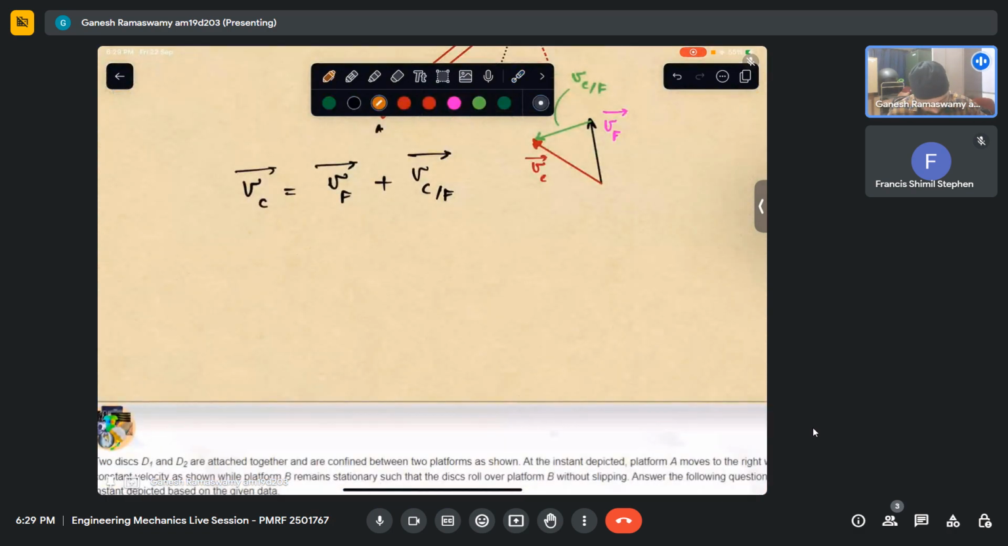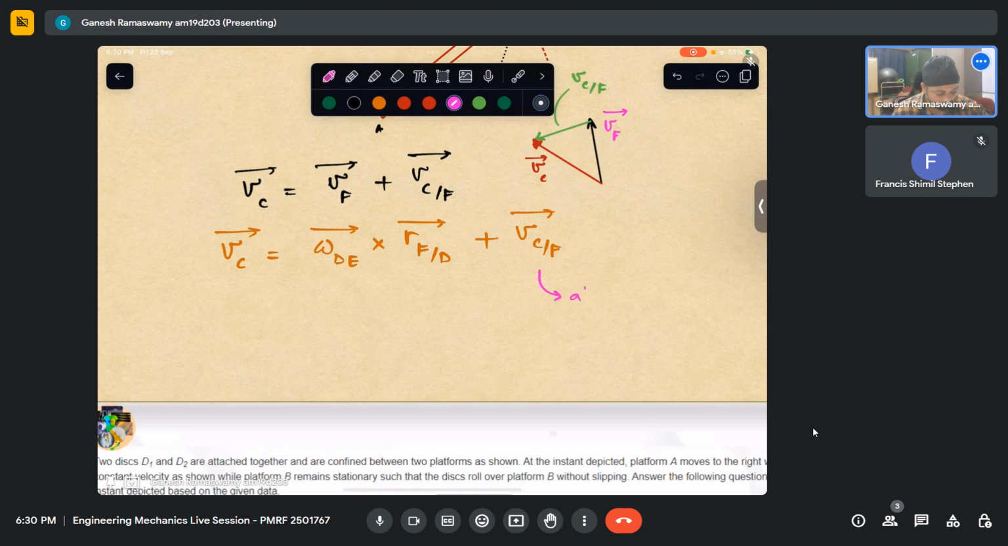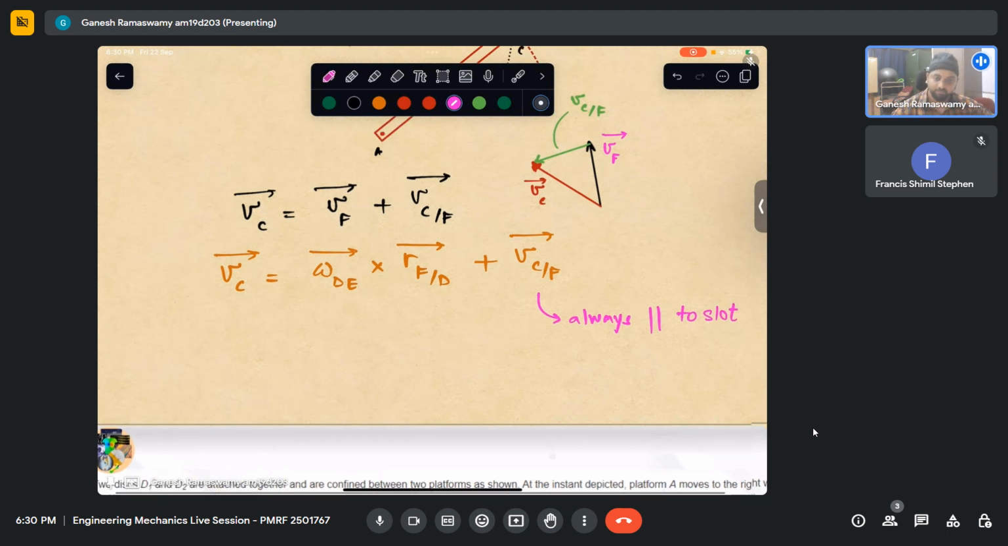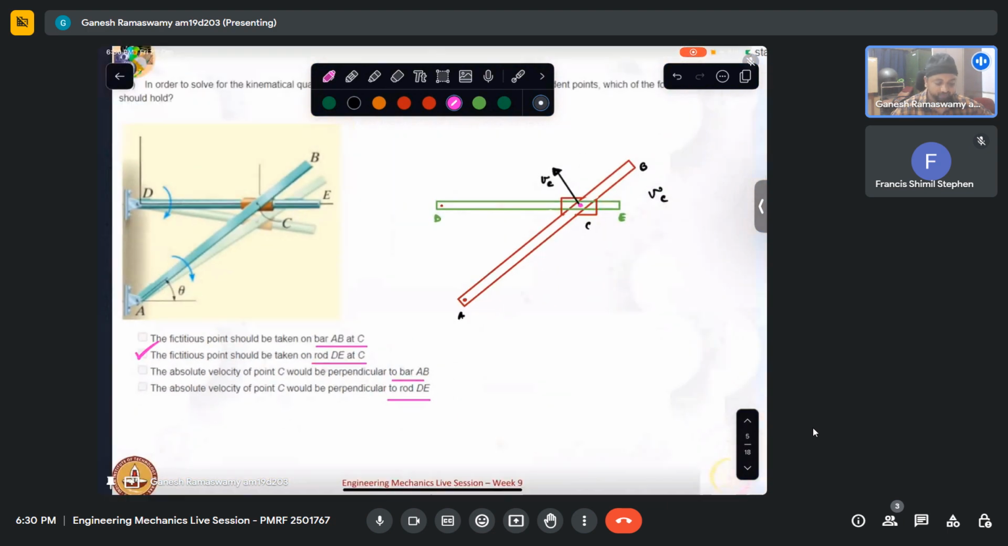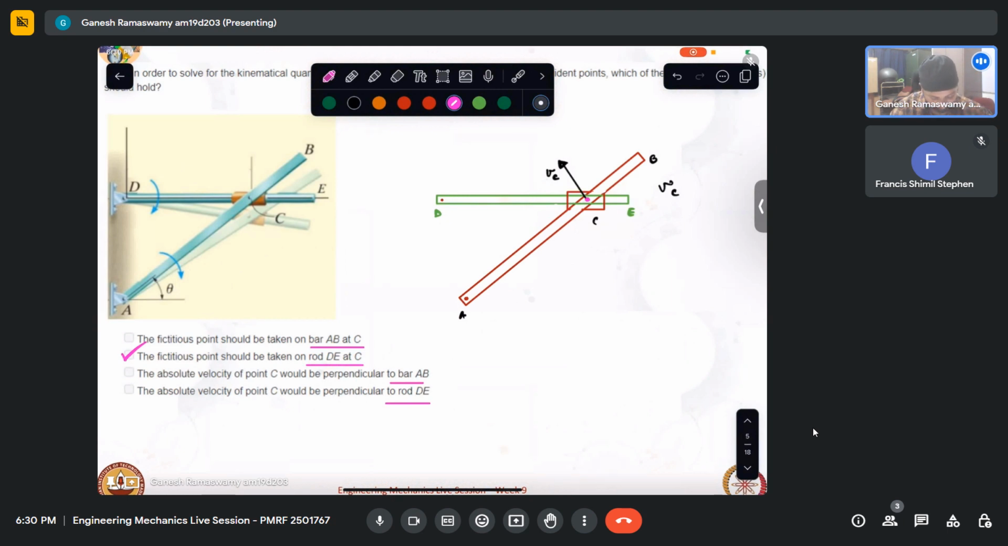In such a case, once I know Vc vector, the absolute velocity from the actual crank, Vf will be omega of that DE crossed with R of F with respect to D plus Vc with respect to F, with the constraint that this will always be parallel to the slot. This will always be moving parallel to the slot. So this is the entire concept of coincident points from vector analysis. This is what we try to do. So we will see its application in the subsequent questions.